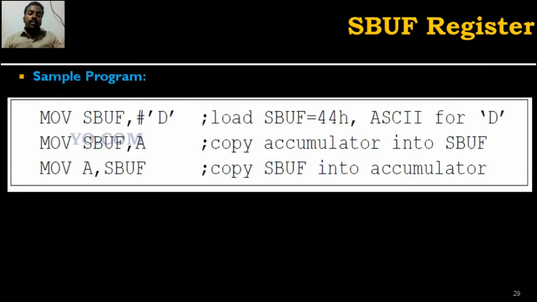Then a simple SBUF program. Load SBUF equal to 44H, then MOV A, SBUF. Then copy the accumulator into SBUF, then copy SBUF into the accumulator. This way we can handle the serial buffer register.